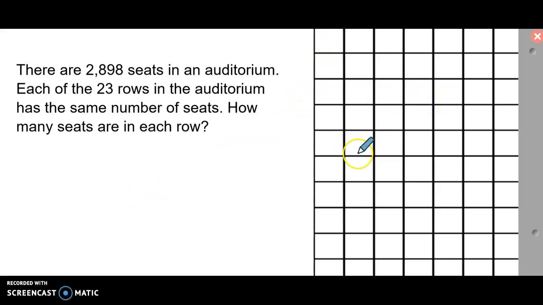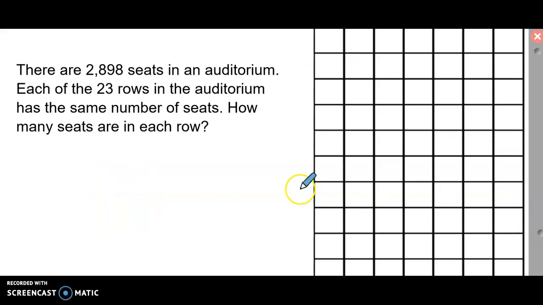Now notice I have some boxes over here. It helps me keep everything straight. You could also turn your paper sideways and have your lines going downwards, and you can put the numbers in between each line. It's your choice. Now, let's go ahead and read the problem. It says there are 2,898 seats in an auditorium. Each of the 23 rows in the auditorium has the same number of seats. How many seats are in each row?